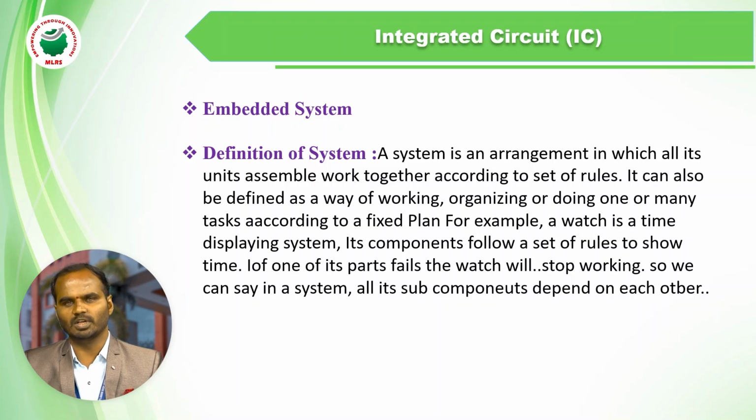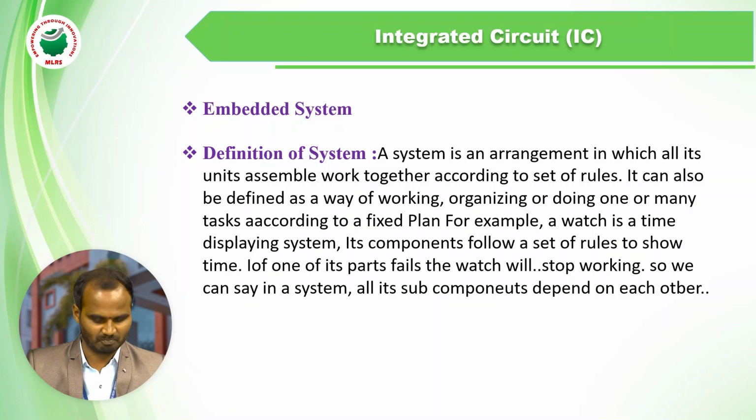In like manner, for a system, a set of rules will already exist and will be given to the system. That is, a system is an arrangement in which all its units assemble and work together according to a set of rules. For example, a watch is a time displaying system. Its components follow a set of rules to show time.